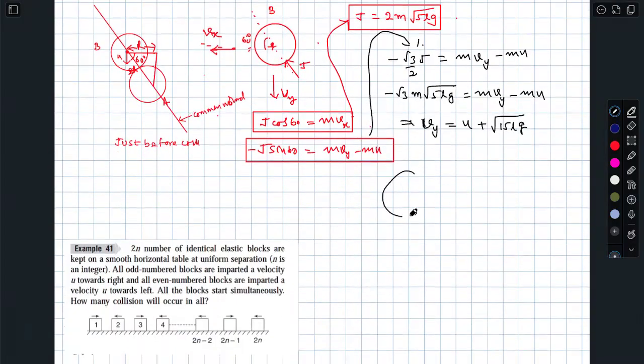Now for the ball, if you notice, before collision in this direction you have velocity U, and this is the line of impact.